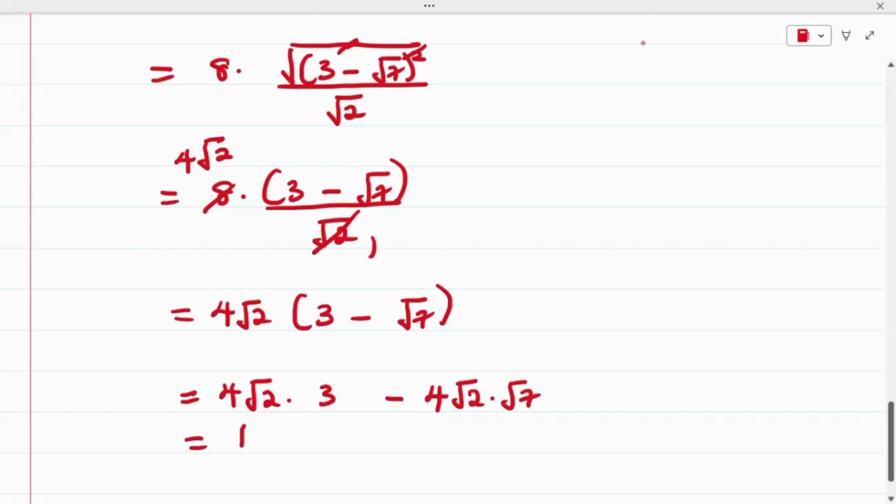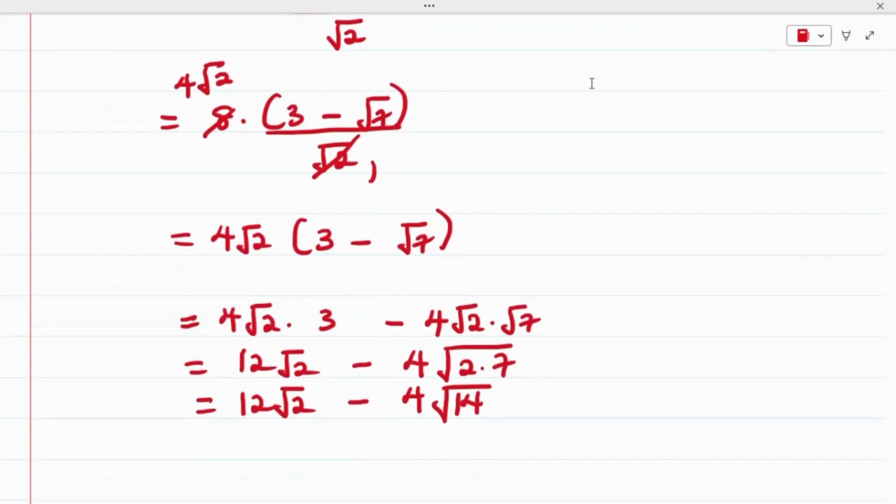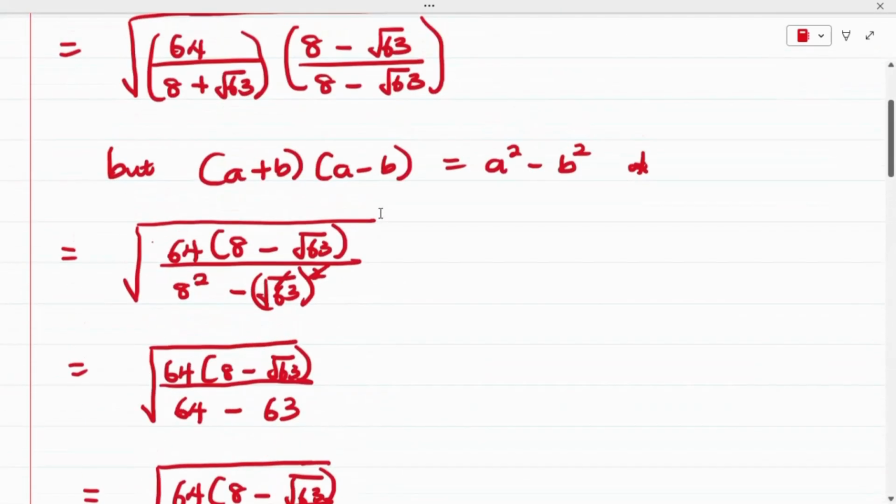So this is equal to 4 root 2 multiplied by 3 minus 4 root 2 multiplied by the root of 7. So this is equal to 12 root 2 minus 4 multiplied by the square root of 2 multiplied by 7. So we have 12 root 2 minus 4 multiplied by the square root of 2 multiplied by 7, which is 14. Alright, and this becomes the final answer. So guys, that is how you can easily solve this nice square root algebra problem right here.